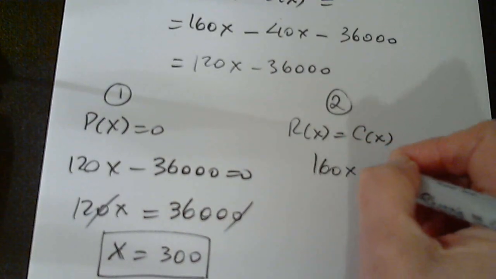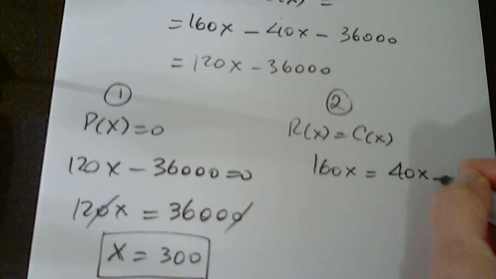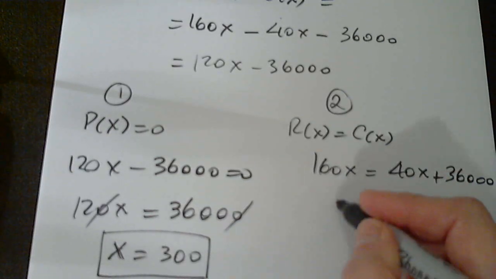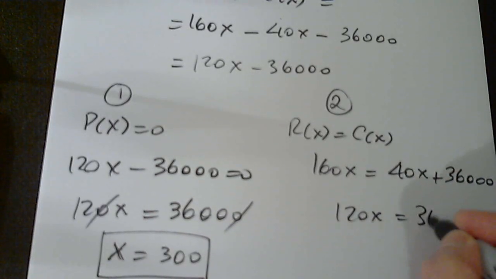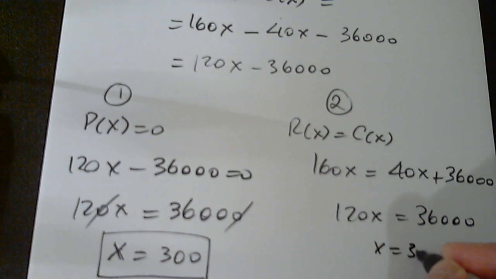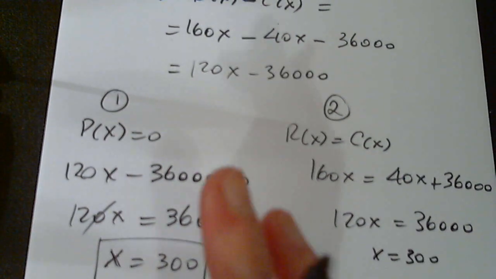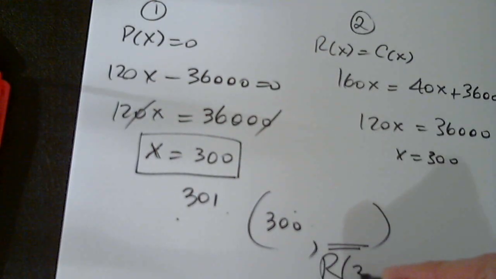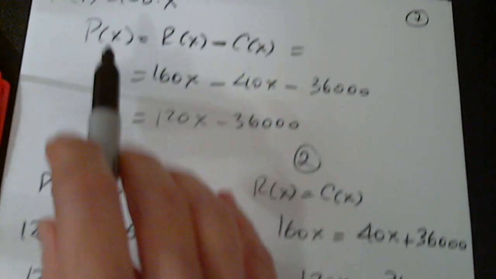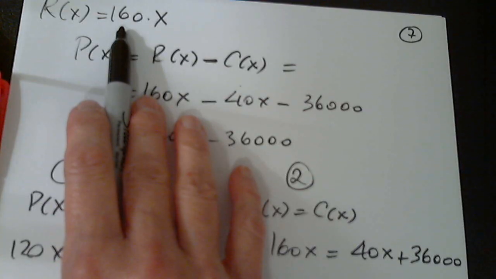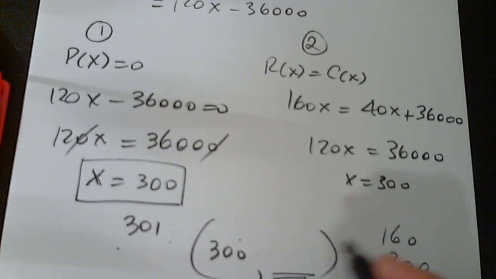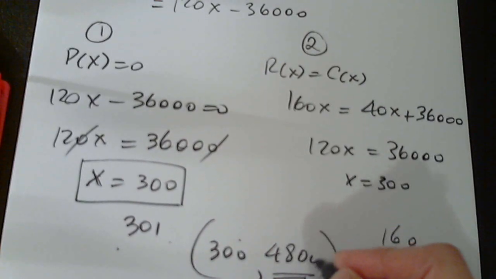This will give exactly the same result. So it's 160x must equal 40x plus 36,000. And it's the same thing. We subtract and we get the same 120x equals 36,000, or x equals 300. The break-even point is a point. This is 300. And this is the revenue at 300. The revenue is 160 times 300. So what do I get? 48 and 3 zeros.